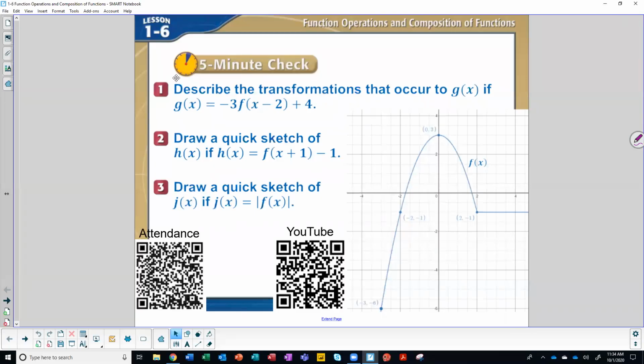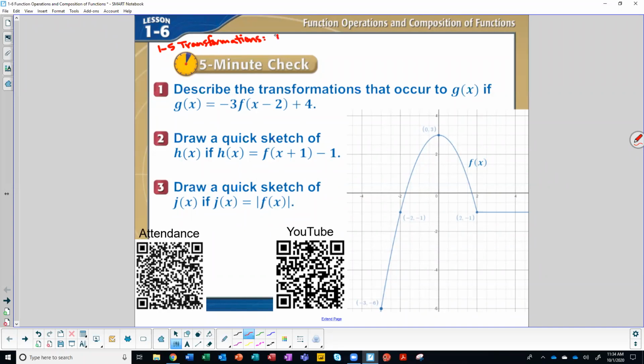Let's take a look at lesson 1.6. Particularly before we start, we're going to look at the bell ringer that comes from lesson 1.5. So as a review of some things with 1.5, I want to give you the two rules that were from lesson 1.5. So 1.5 had two rules for transformations. The lesson was about parent functions and transformations, and I gave two different rules.